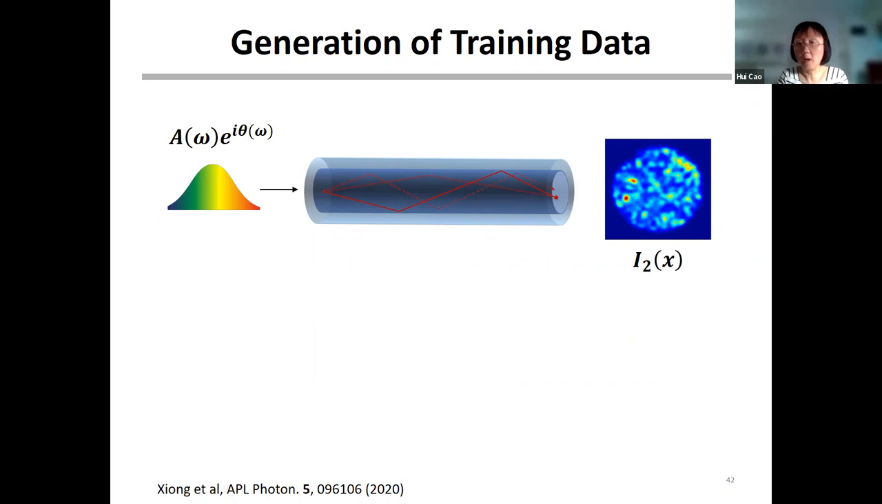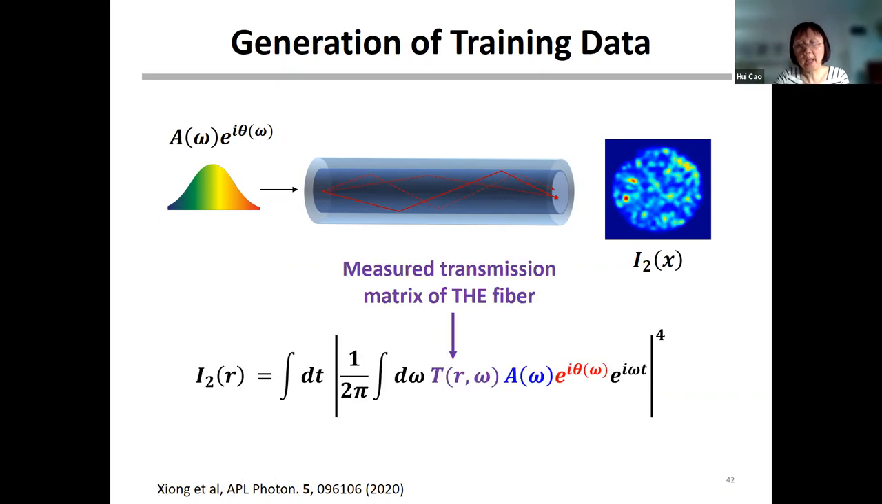Then you say, how about we do a numerical model? We just try to model this multimodal fiber, and if we know how the light propagates in there, then we can use the numerical model to generate data. But the problem is this fiber has random fluctuations in the refractive index, micro bending, and twisting. It's just impossible to really model how light propagates through this multimodal fiber, because we don't have enough accuracy to do that. So we decided to do a hybrid, to synthesize data using the measured transmission matrix for this particular fiber.